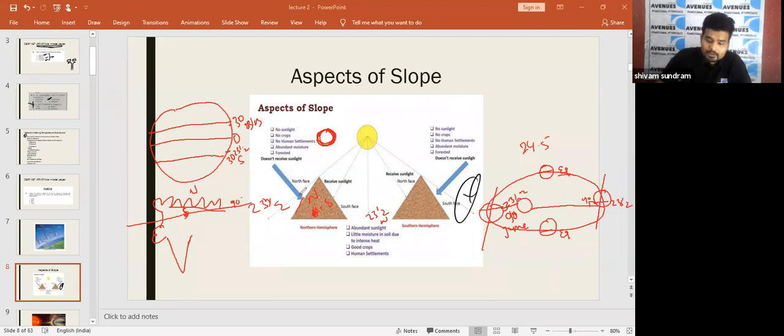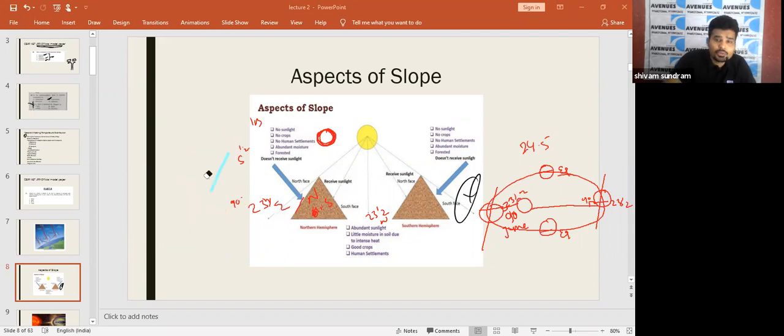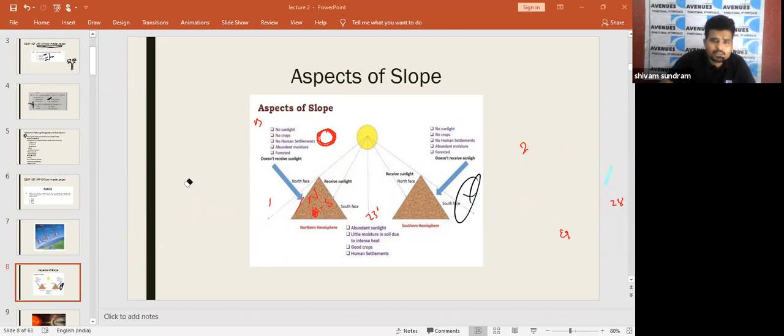Okay, now since this face is towards the light, here we have human settlement. We need some kind of light for human settlement. Here crop formation is good, there is little moisture in the soil, due to intense heat, abundant sunlight over here. While on this side, on the northern side, we have no sunlight, no crops, no human settlement, and this area is forested. Because here the light is very less. So this is the aspect of slope. I hope this is clear to you. Just use common sense. Okay, this is very easy.